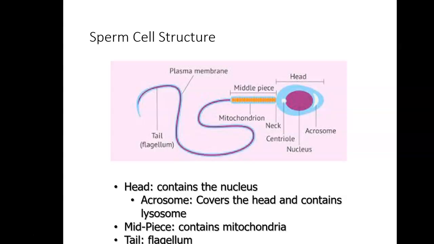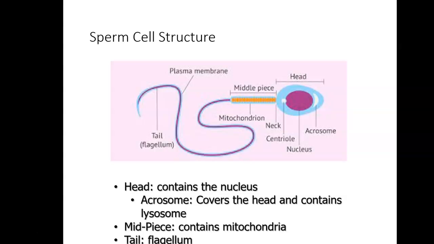Here's the structure of the sperm. They have a distinct head, midpiece, and tail region. The head of the sperm contains the nucleus, so the control center of the cell, and it's surrounded by a little cap, which is called the acrosome. And this cap is actually filled with lysosomal enzymes, which is really important for preparing the sperm to participate in fertilization.